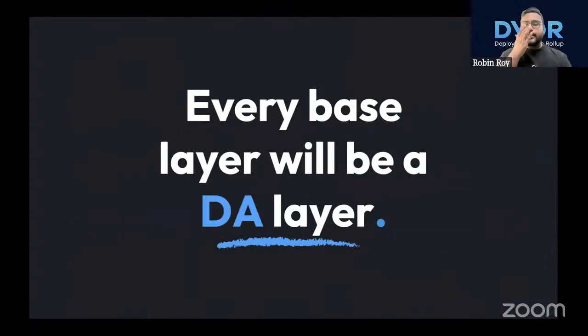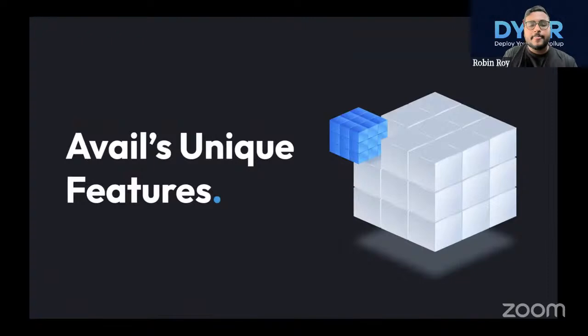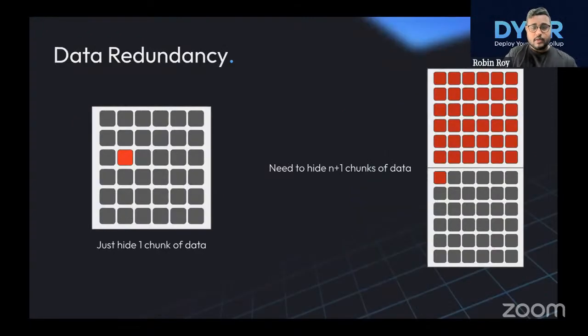And now one thing I also want to mention is that every base layer will be a DA layer. Ethereum is on its way to become a DA layer. Avail is a DA layer. You've got Near, who also launched Near DA. They are also trying to become a DA layer because data availability is how blockchains function at the core of it. And here are some of the reasons why Avail works, right?